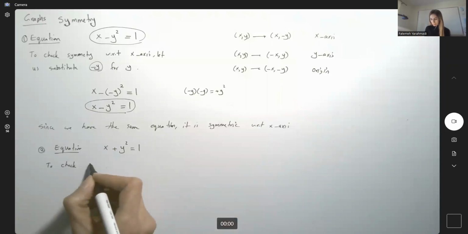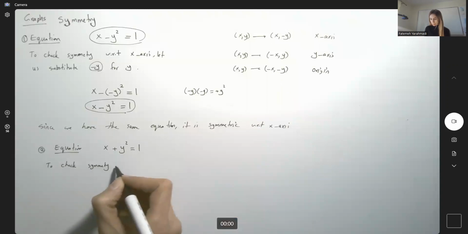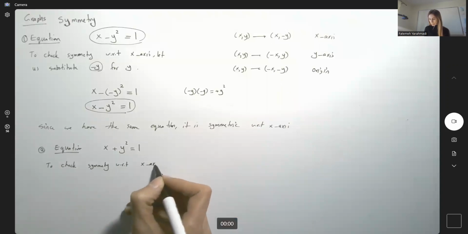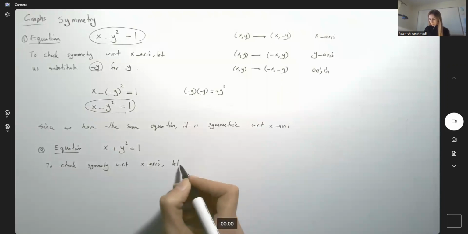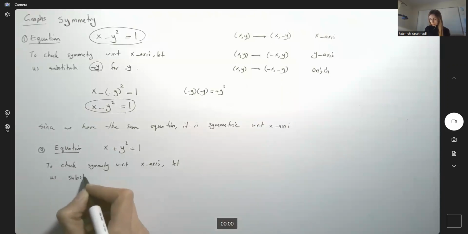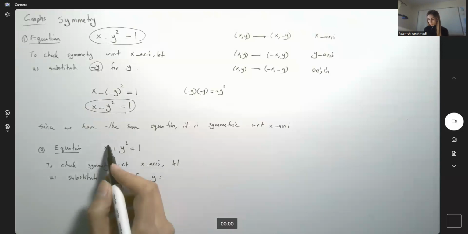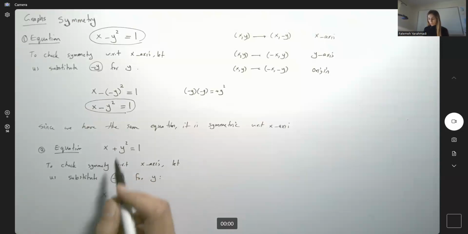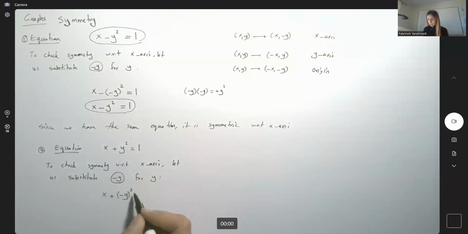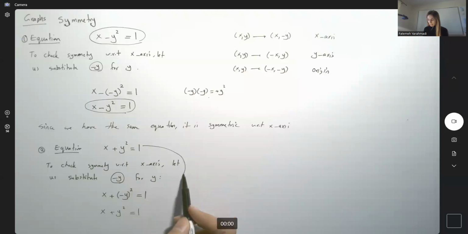To check symmetry with respect to the x-axis, let us substitute minus y for y. I'm not changing x at all, I just need to change y. Plus, instead of y, I'm using negative y to the second power equals 1. But negative y times negative y is positive y squared. I get x plus y squared equals 1, which is basically the same equation as I had before.